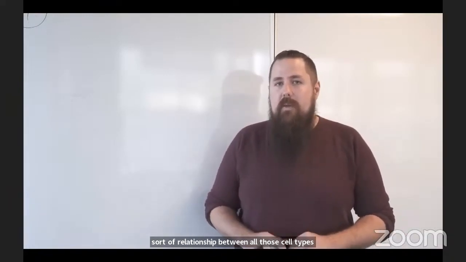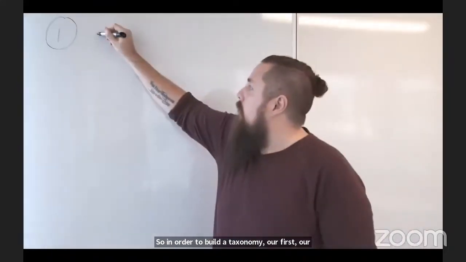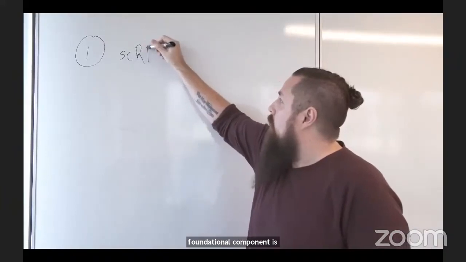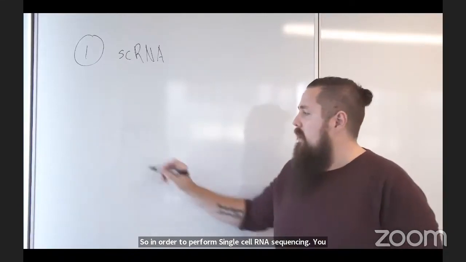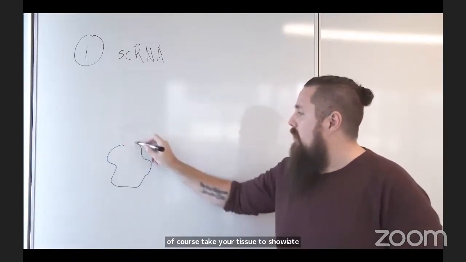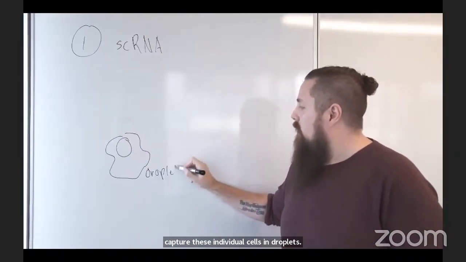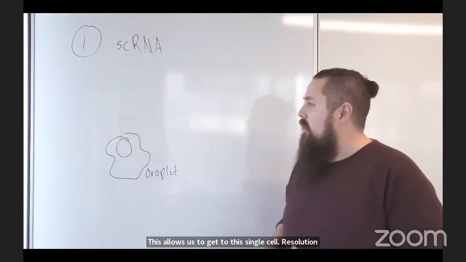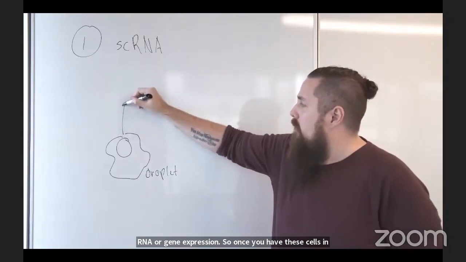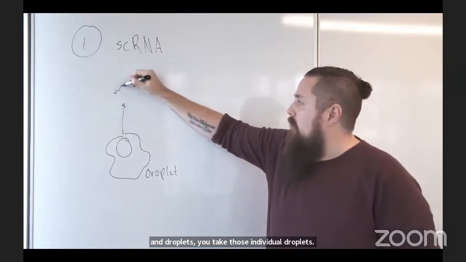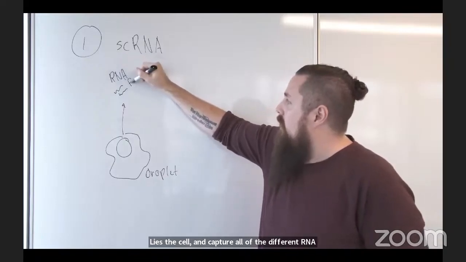So in order to build a taxonomy, our foundational component is single cell RNA sequencing. In order to perform single cell RNA sequencing, you of course take your tissue, dissociate it, and then capture these individual cells in droplets. This allows us to get to this single cell resolution of RNA or gene expression. So once you have these cells in droplets, you take those individual droplets, lyse the cell, and capture all of the different RNA fragments that are present in that cell at that time point.